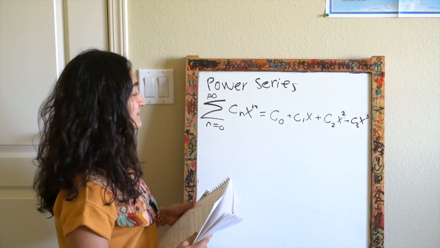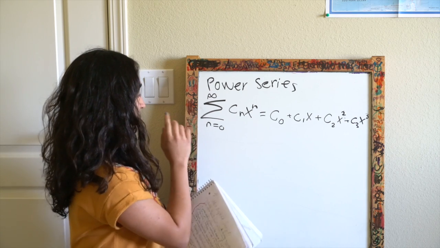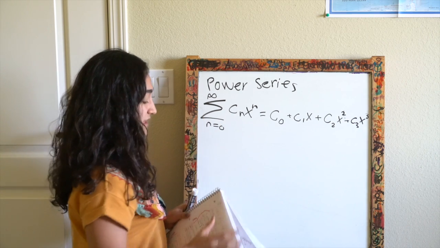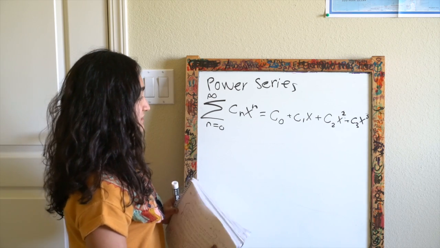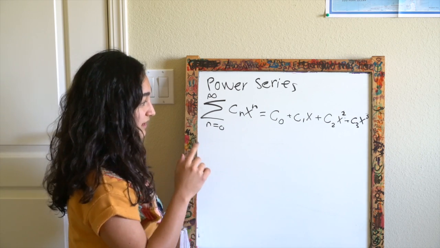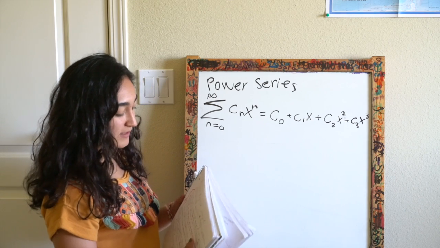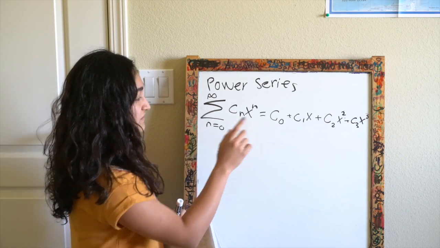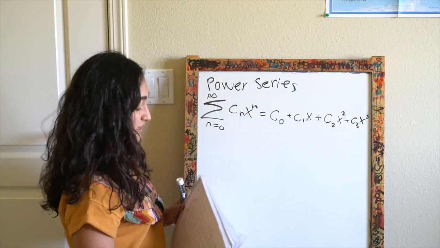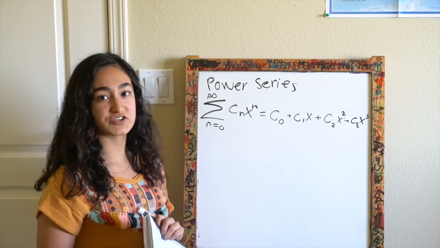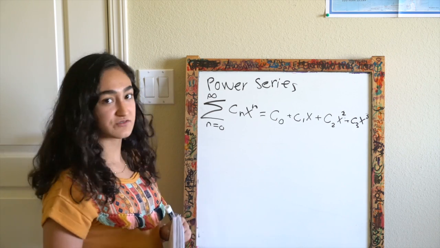So a power series is a series in the form of the summation from n equals 0 to infinity of c_n x^n, and the expansion of this is c_0 plus c_1 x plus c_2 x squared plus c_3 x cubed. Basically the c's represent the different coefficients for each term. And we can find the interval of convergence for this series using the ratio test.